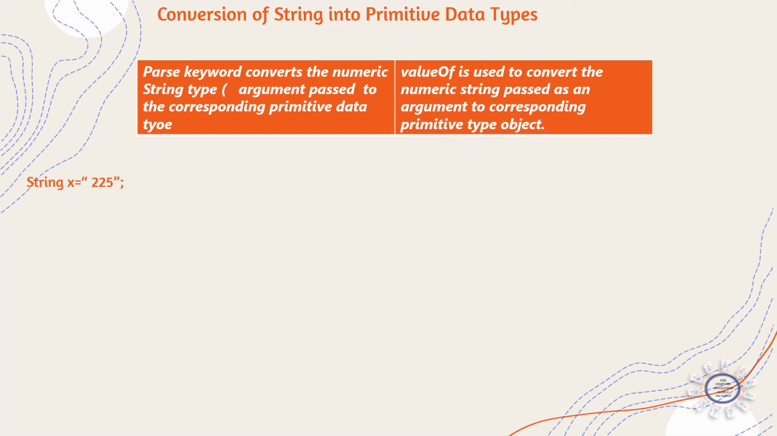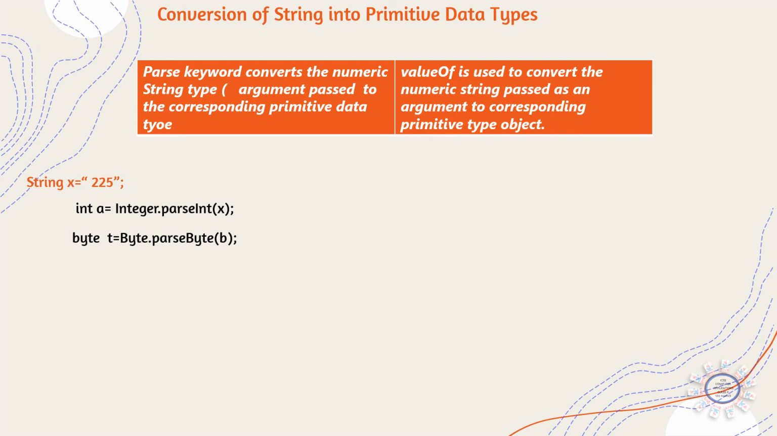Suppose String x is equal to "225", that is, it is storing a number in string format. If we want to convert it into int, integer form, we should have an int variable, so we can say int a is equal to, the wrapper class for int is Integer. So Integer.parseInt, capital I in both cases, and in brackets the variable in which the value is stored. So int a is equal to Integer.parseInt(x). This will convert the string into integer form and store it in the variable a.